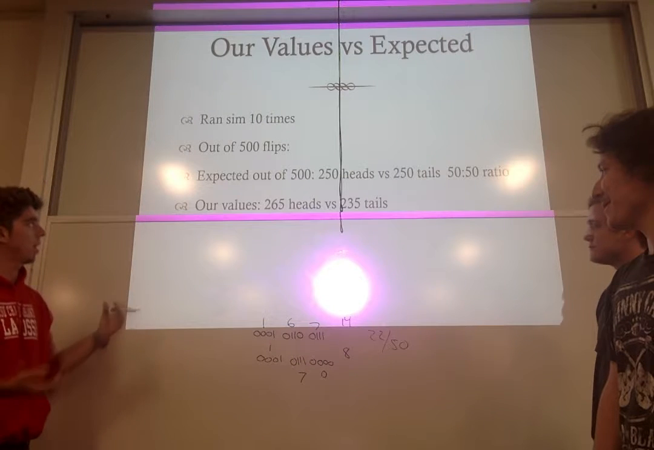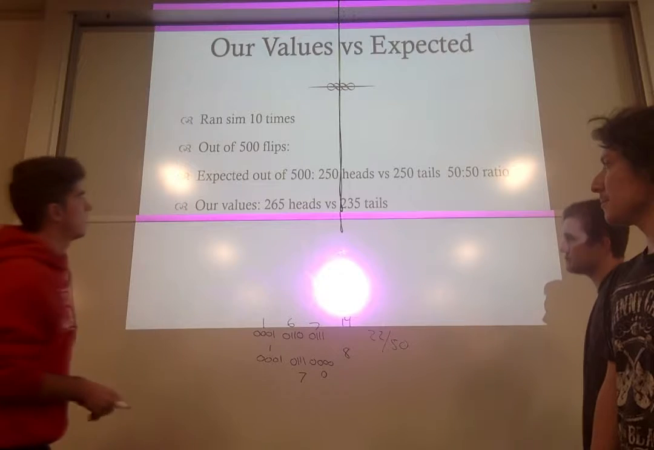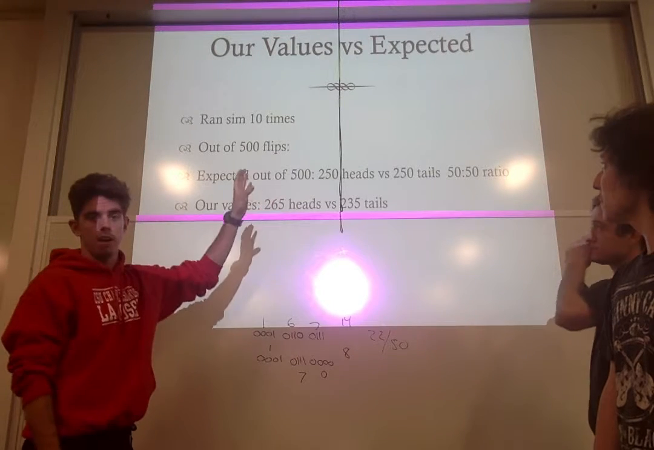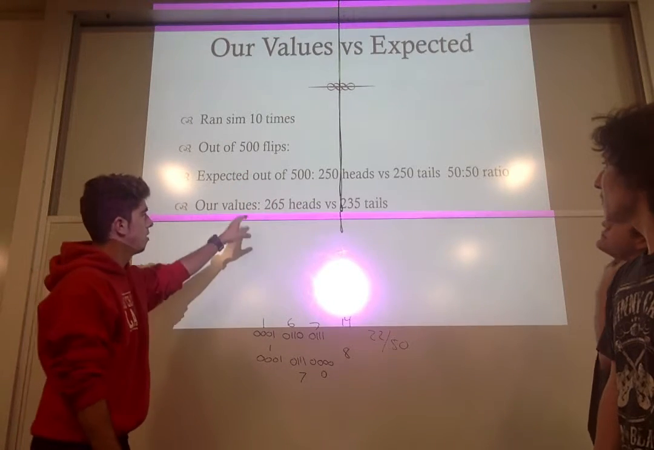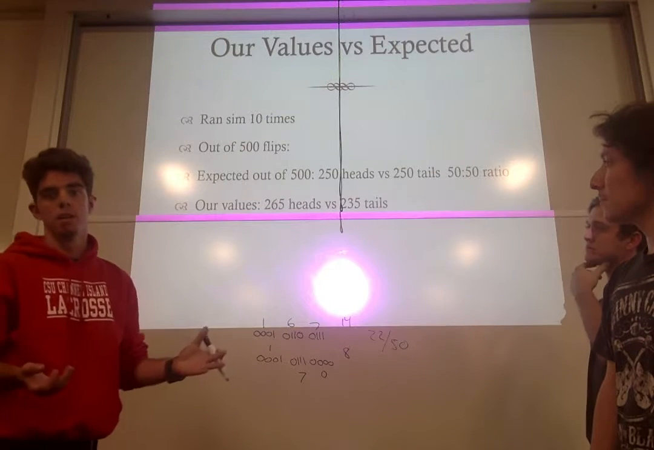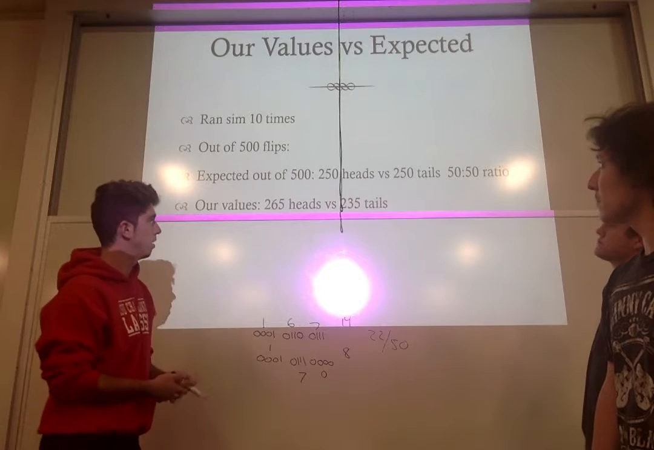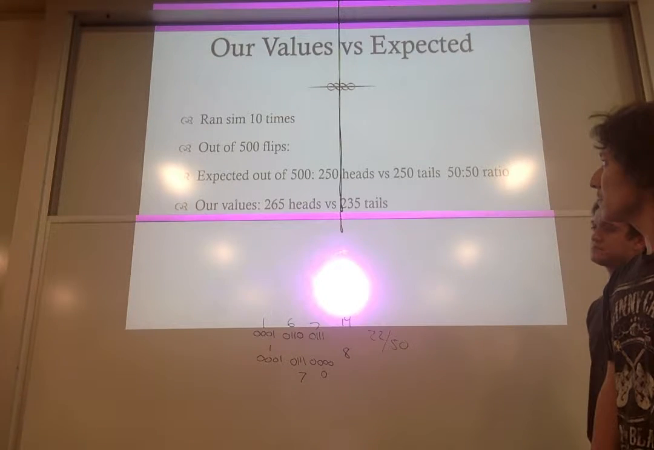We did this again 10 times, so we would run this 9 more times. You're expected to get 250 heads, 250 tails. Ours, we got 265 heads and 235 tails. That's just over 50%. It's really close enough to mean that this was done correctly and accurately.